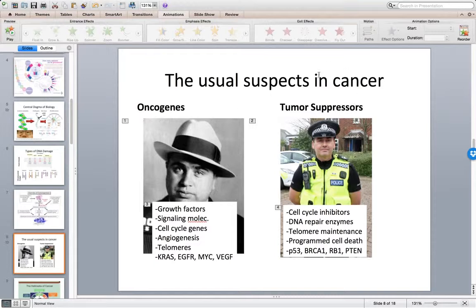There's a balance between these two. The tumor suppressors are always supposed to win. But here's what happens: you have these mutations where something bad happens.